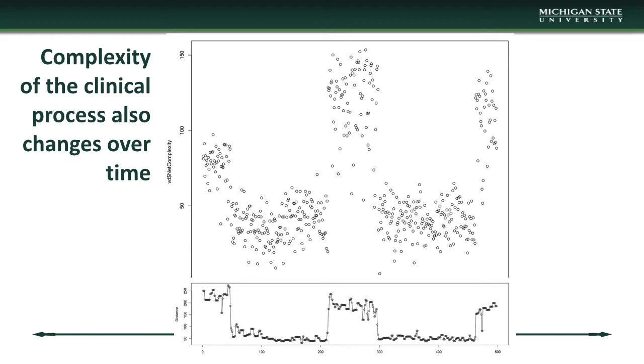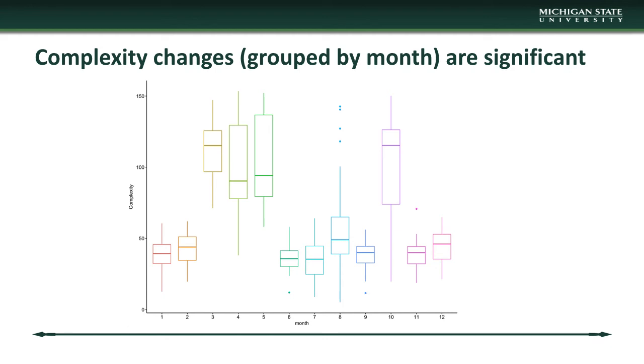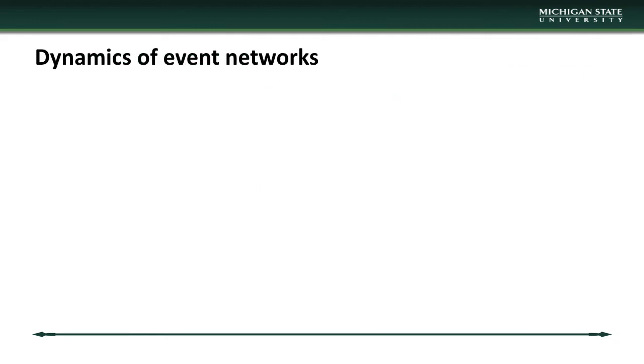What's interesting is that the clinical complexity also changes over time. So down at the bottom of this, we see that same graph. The upper graph is indicating the complexity metric that goes along with each of those points. And if you group it by month, they're definitely significant. So this is the kind of stuff we're investigating. This is preliminary results that we have just been playing with. I wanted to share it with you, partly because I think it's interesting in itself, but mainly because it gets us into this idea of dynamics of event networks.